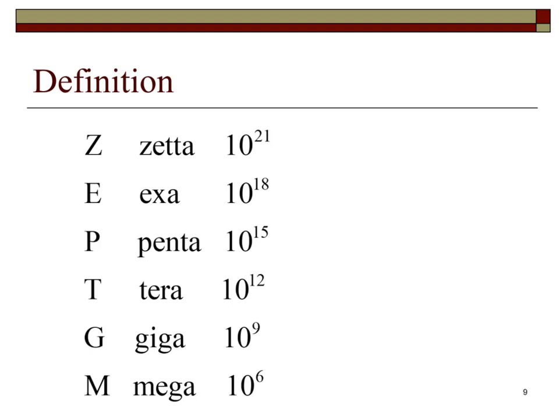These are prefixes. We're all familiar with the giga and the mega. Each one of these prefixes tells how many zeros follow the number.